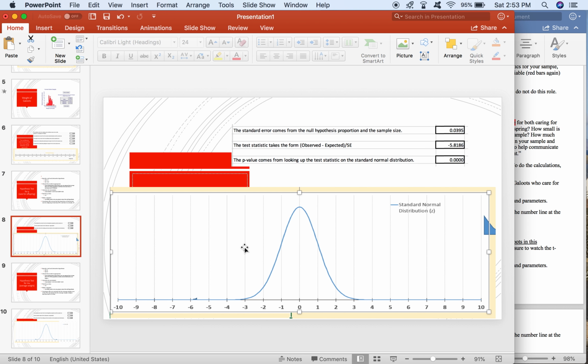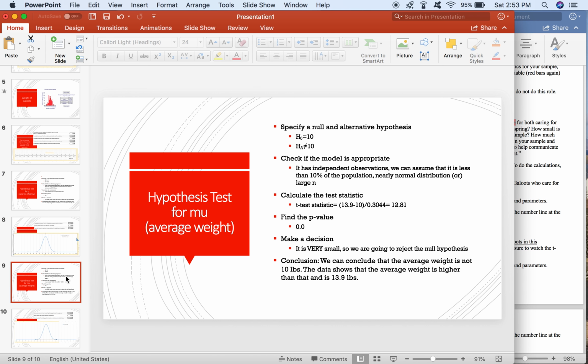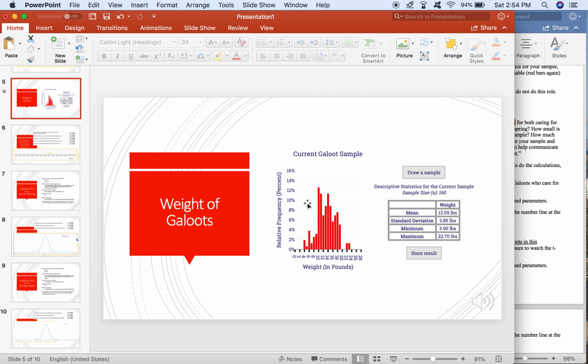Here's my standard normal distribution, and it's out here since the z-test statistic was at negative 5.82. Moving on to my hypothesis test for mu, the average weight. Again, I specified a null and alternative hypothesis: it is equal to 10 and then not equal to 10. I checked if the model is appropriate, and it does have independent observations in that we can assume it is less than 10% of the population, and looking back, it has a nearly normal distribution.